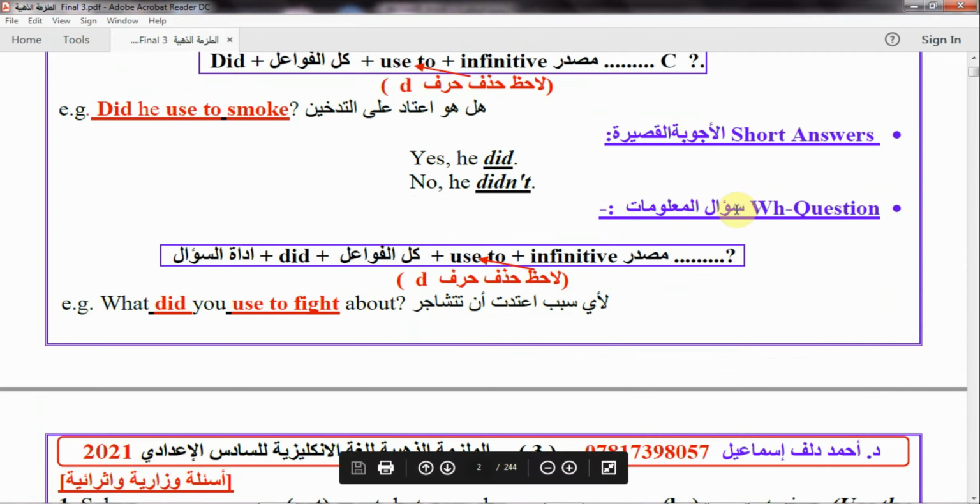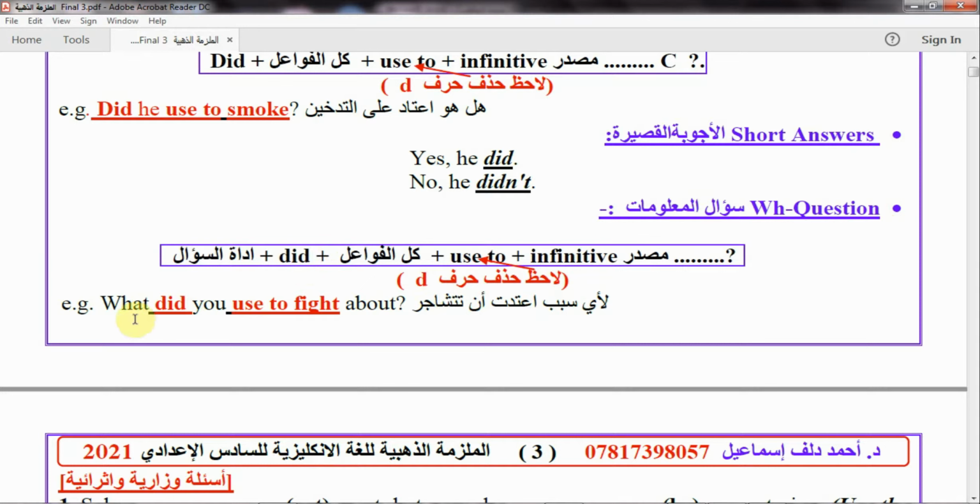The second kind of interrogative is WH questions. The structure: a question word plus did plus all pronouns plus used to plus infinitive plus complement, question mark. Look here again, we omit the letter D. Why? Because we use the preferred verb did.